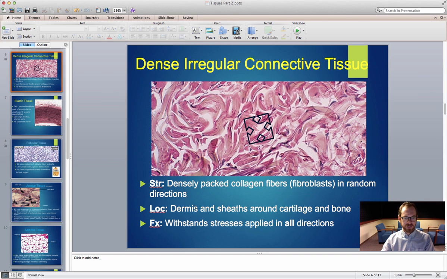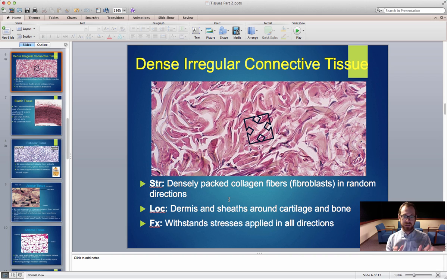And the location is going to be at the dermis and sheaths around cartilage and bone. And the function of this is that it withstands stresses applied in all directions. That's what we're representing with this arrow here. And when we think about our dermis, that's going to be the deeper layers of our skin. If I pull on my dermis, I can twist it any way, yank it any way, and when I let go, it goes right back to its normal orientation. And I didn't do any damage to it.